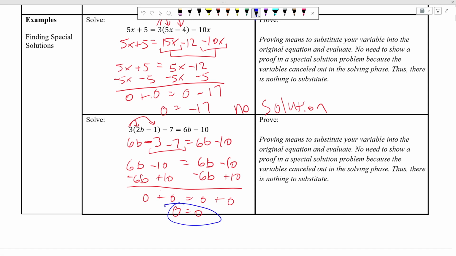Thus, we can say that no matter what this variable is, it will always result in a true statement, and thus all real numbers. Any number, every number, all numbers can be substituted in for b, and it still results in 0 equals 0. So you can also say infinite solutions. Infinite.